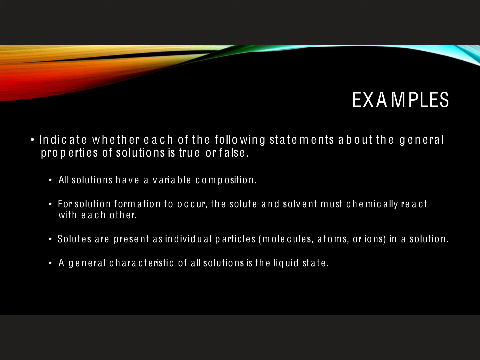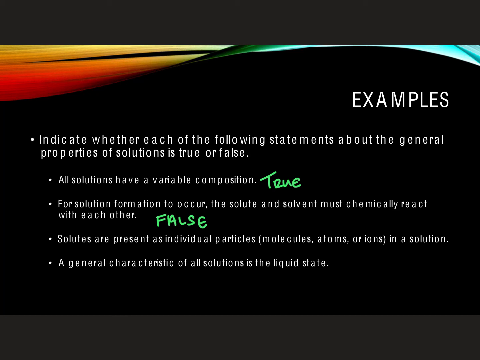So here's an example to think about our solutions and their properties. We want to decide whether each of the following statements about solutions is true or false. Solutions have a variable composition, and this is true. It's one of the properties of a solution, and this is saying that the ratio of solvent to solute can be varied. The second one says for solution formation to occur, the solute and solvent must chemically react with each other. This is false. There is not a chemical reaction occurring when you dissolve one thing in another. It is actually a physical change. Solubility is a physical property.